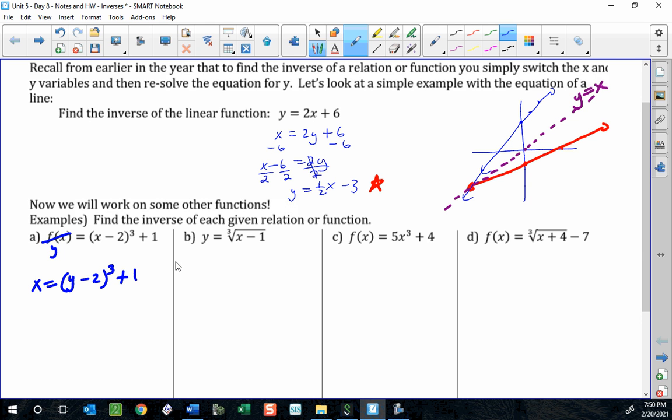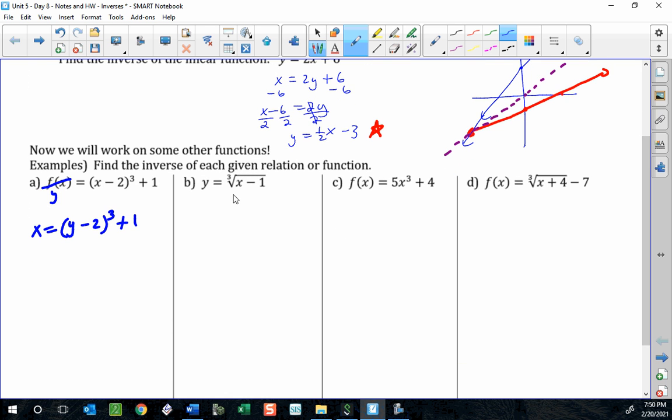So notice, all that happened was the x and the y switched places. Nothing else moved. The 2 stayed, the cube, the 1. All right, but I got to solve this for y now. So the reason we waited to do this is because you just learned how to solve things, especially with cube roots and cubes and back and forth. All right, so we're going to take away 1 to clean this up.